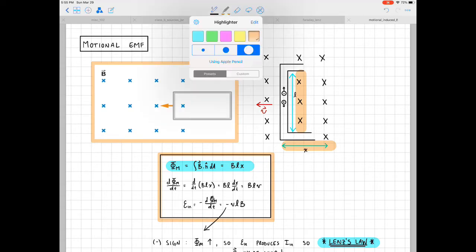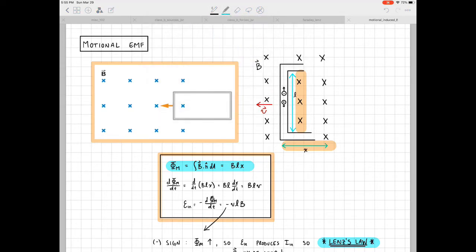So for the flux, B dot dA, the magnetic flux is BLx, right? That's just the uniform B field multiplied by the area of the loop. And if you take the derivative with respect to time of that, you end up getting BLv, because B is constant, L is constant, and dx/dt is the speed. And so the induced EMF, as this loop moves into the magnetic field, is vLB, where again the negative sign corresponds to the direction.